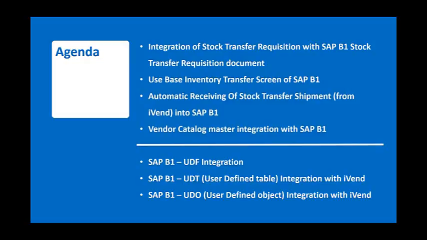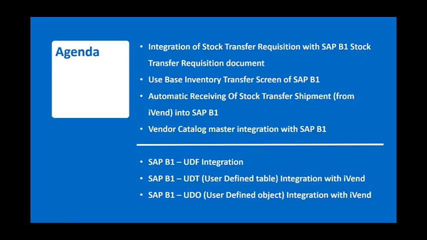And if you want to stock transfer it from B1 into iVend, you will again use the inventory transfer screen. So these two form a part of one cycle where I start from iVend, go to Business One and come back to iVend. And this part is automatic receiving of stock transfer shipment from iVend into Business One.